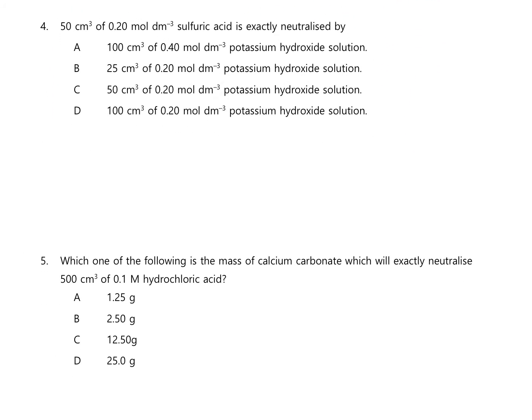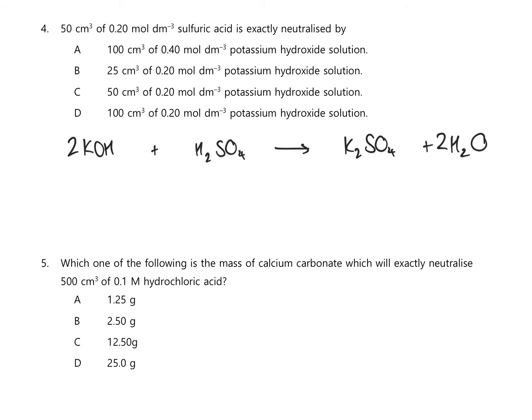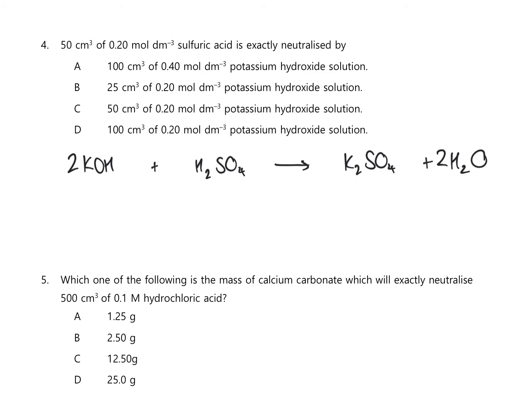Question number 4 then. You need to think in this question about your ratio of potassium hydroxide to sulfuric acid. A lot of people chose the wrong answer with this one as well. So potassium hydroxide is KOH plus your sulfuric acid, H2SO4, giving you K2SO4 plus H2O. That's not balanced though. We need 2 in front of our KOH and we need 2 waters. So we can work out how many moles of sulfuric acid we have and therefore how many moles of potassium hydroxide we're going to need.